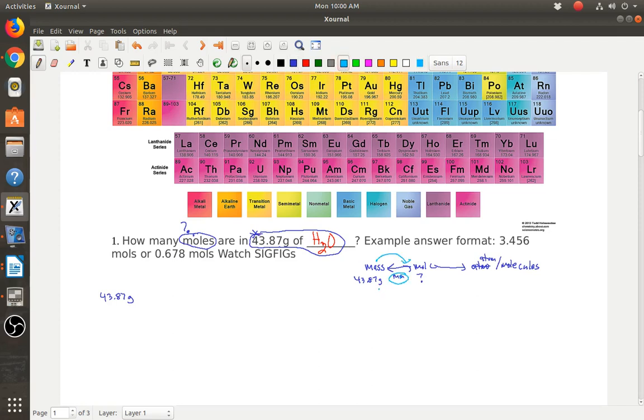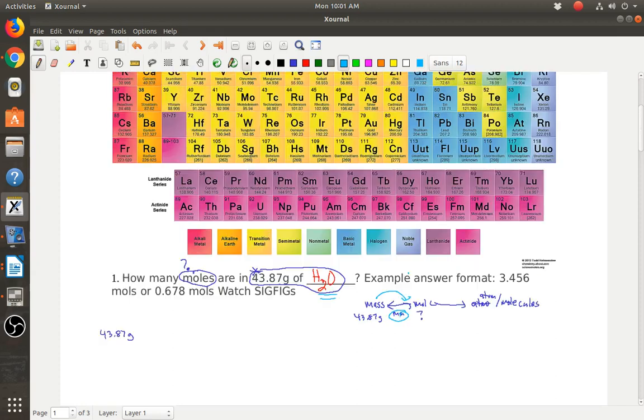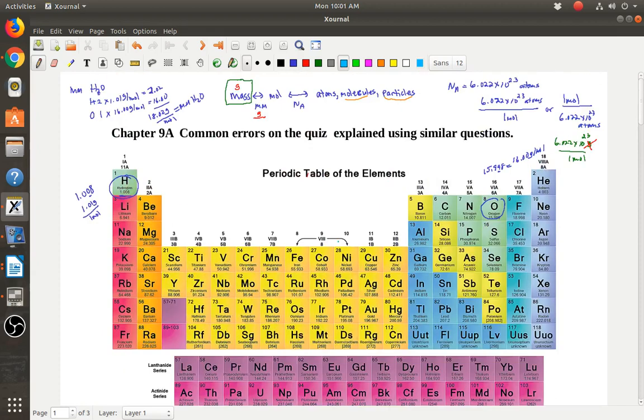Well, what do I need the molar mass of? Water. I need the molar mass of water, the thing the question is asking me about. Now I calculated the molar mass of water up here already, so I'm not going to go through the process again. It's 18.02 grams per mole. And see, I listed the atoms, I counted the atoms, I multiplied them by their molar masses that I got from the periodic table. Right there and right there.